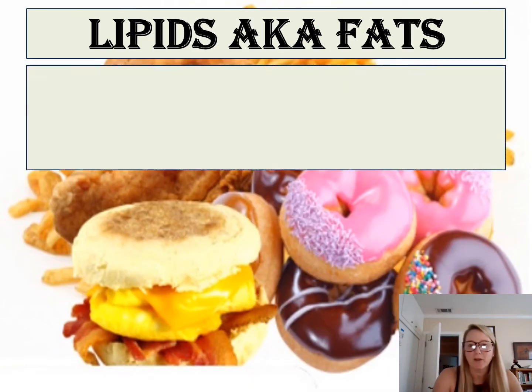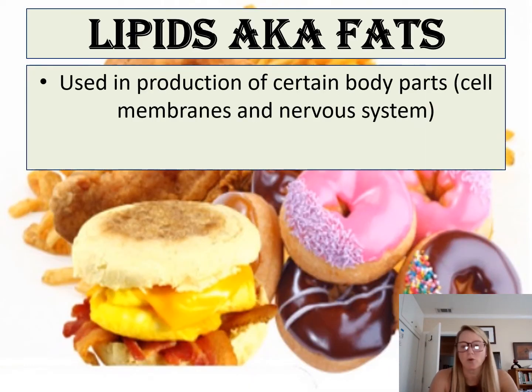Our next macromolecule is called the lipids, or the fats. These are used in production of certain body parts. For example, your brain does need lipids to perform. All cells have a cell membrane that is composed of lipids. So it's really important that you are taking in lipids for your body.